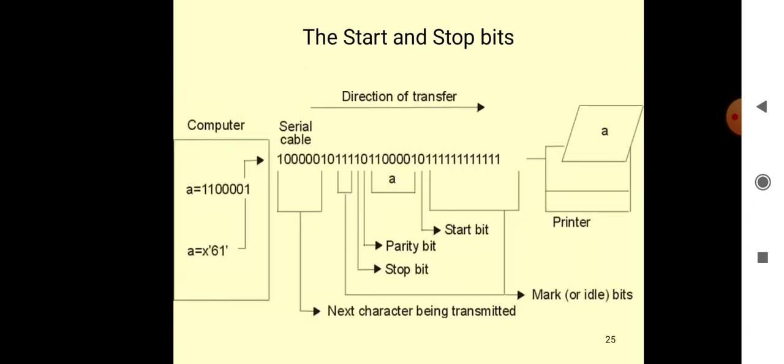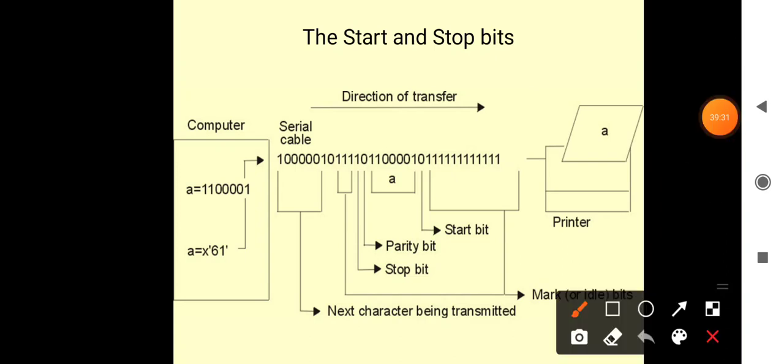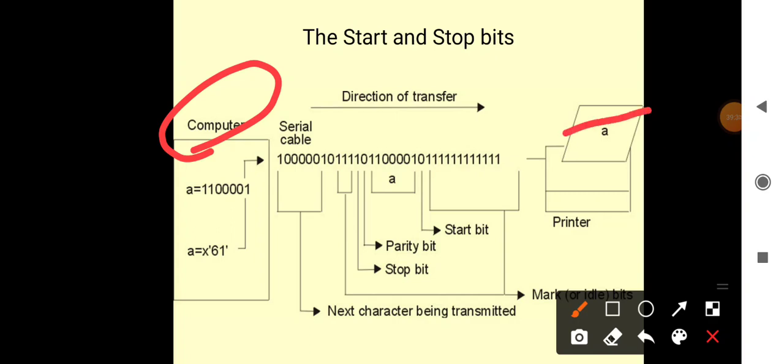Now they are taking this character. The direction of transfer is from this one to this one. In order to write the character A, that is 1 1 0 0 0 0 1. This is on the screen. For the serial cable, you have a start bit indicated by 0, a stop bit indicated by 1, and the parity bit. Based on the signals, if it is even parity we can count it, and if it is odd parity we can count it. Based on the information the data will be transmitted. Then the next character is transmitted, and the mark or idle bits are maintained. In this way we transmit the data from the transmitter towards the receiver.